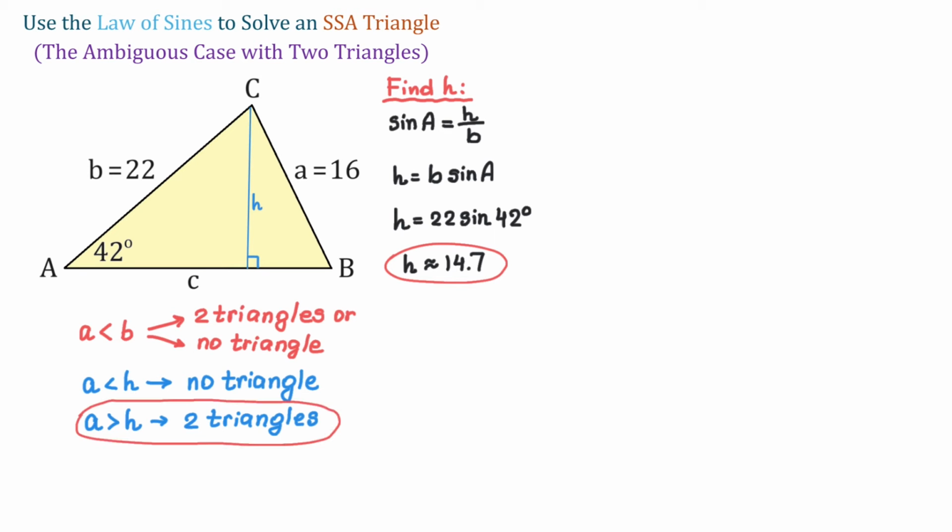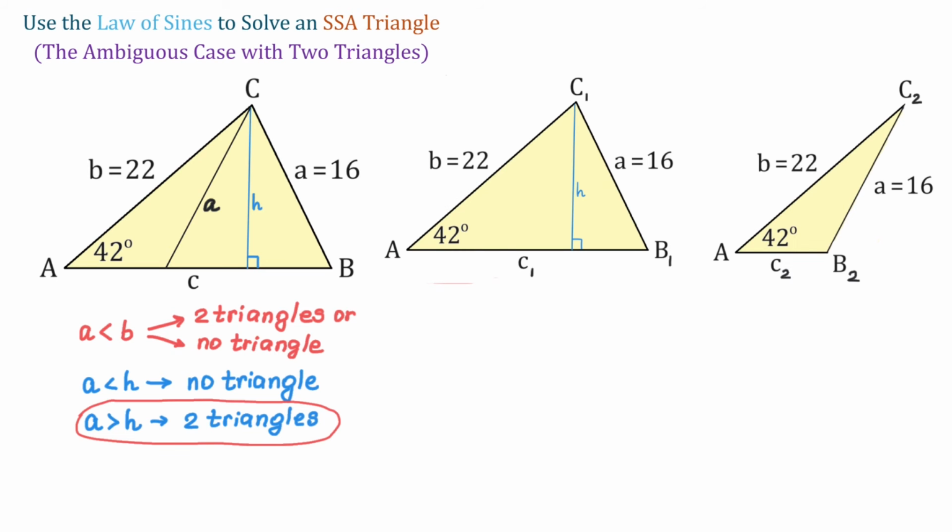So let's see these two triangles in the figure. So we have angle A and side B, and this is the height. However, this side A can be closed to the right of the height or to the left of the height. And now we have two triangles. The first one is the triangle A, B sub 1, and C sub 1, and the second one A, B sub 2, and C sub 2.